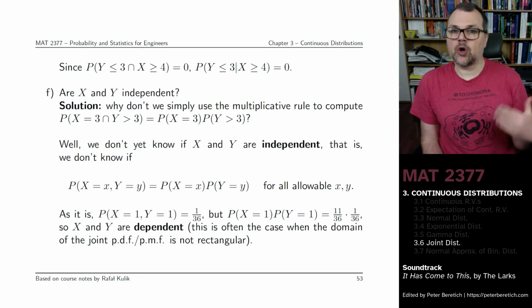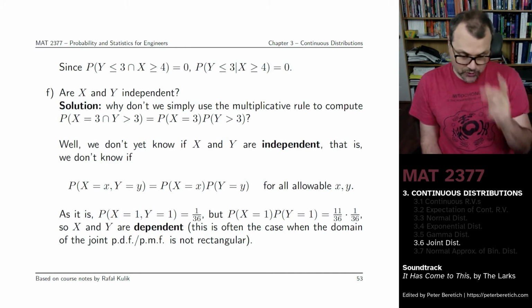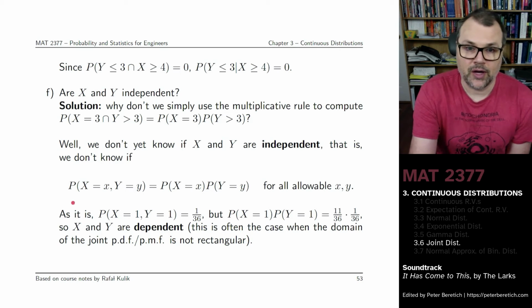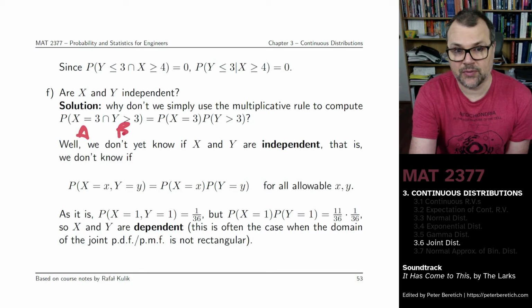If you know that your lowest number is greater than or equal to 4, what's the probability that your largest number would be smaller than or equal to 3? That's 0, it's impossible. Well, one question you might have is, why don't we just use the product rule to compute the probability that x is equal to 3 and that y is greater than 3? Why can't we just say, this is event A, this is event B, the probability of A and B is just the probability of A times the probability of B?